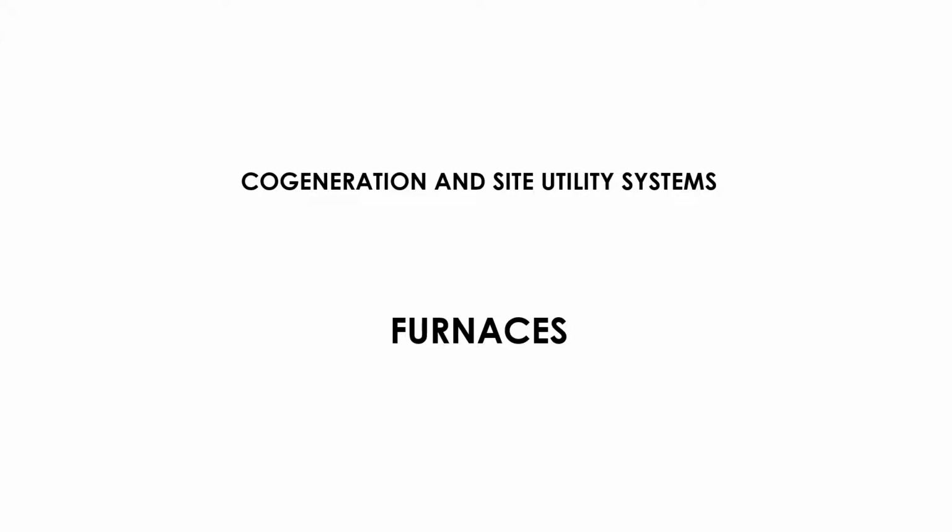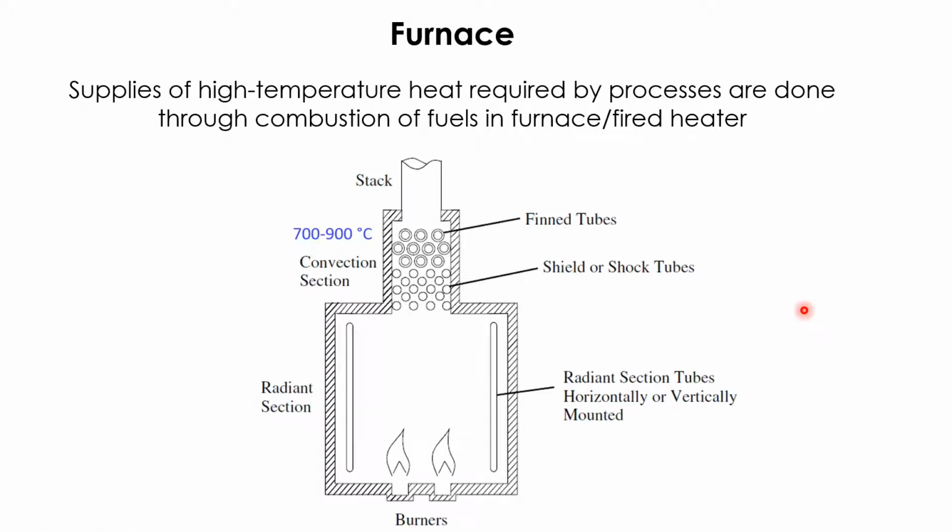Furnace is one of the important unit operations we use in cogeneration and such utility systems. The basic principle of a furnace and how the energy balance in a furnace works are discussed in detail in this chapter. Supplies of high temperature heat required by a process are given through the combustion of fuels in a furnace or fired heater. The basic illustration of a furnace unit can be seen here.